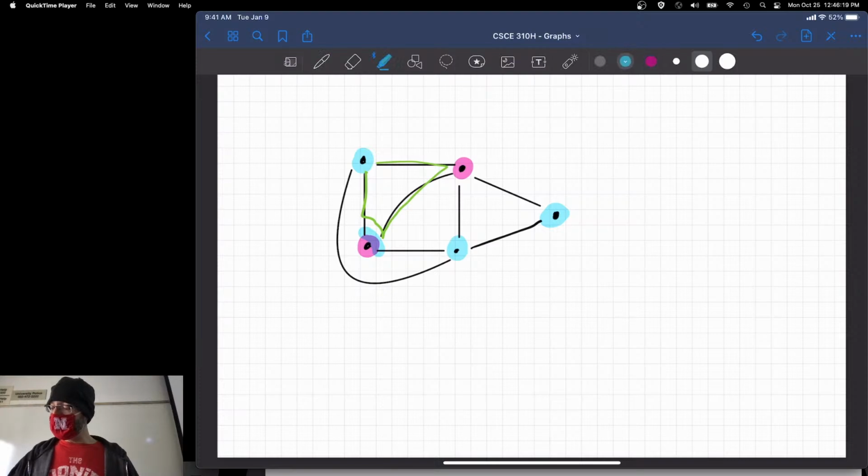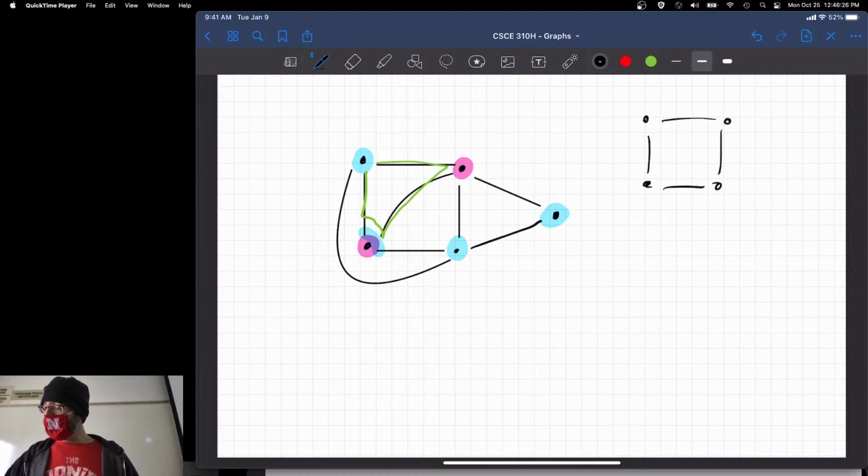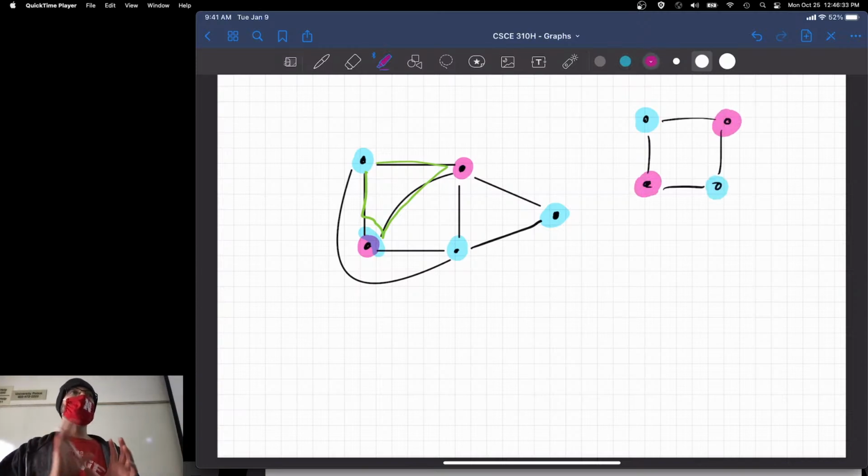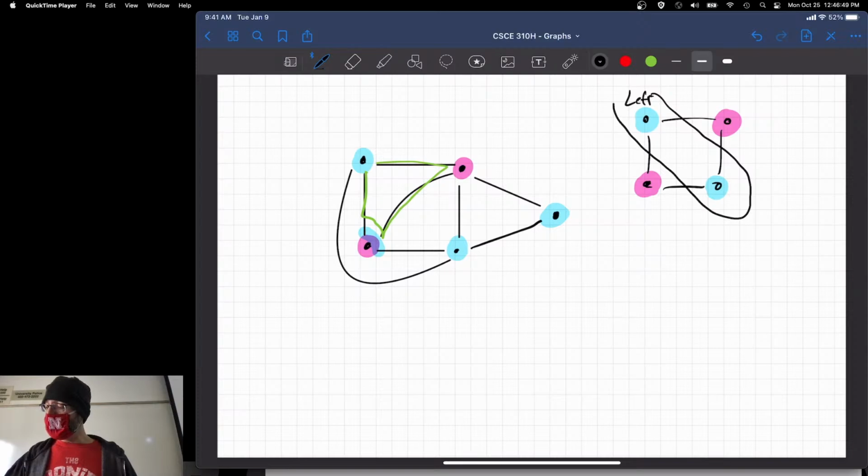Why? Because check this out. If I just consider the cycle of length 4, and I alternate all the colors, then I go around it: it'll be blue, magenta, blue, magenta, blue, magenta, blue, magenta. Right? That corresponds immediately to a left partition with these two, and then a right partition with these two.